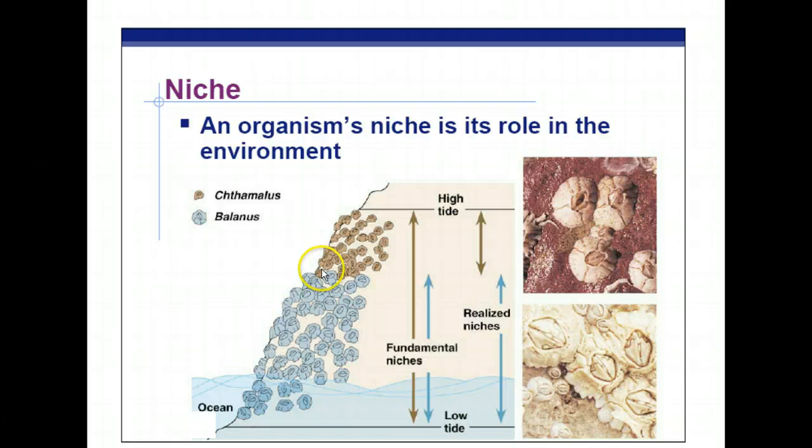Over here we have a barnacle that could live a little bit lower. However, this lower one, Balanus, is better adapted, so it competitively excludes the Chthamalus, and the only place that the Chthamalus can survive is at the top. The Balanus can't survive that far out of the water, so that's why Chthamalus is able to survive up here. There's no competitive exclusion. They've partitioned the resource of the side of this bank in order to survive and reproduce.